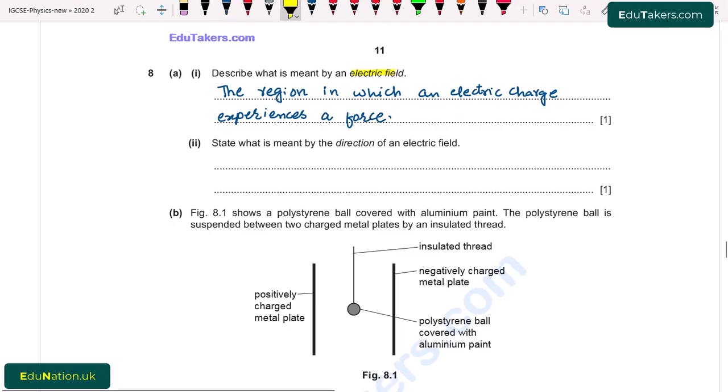Part 2. State what is meant by the direction of an electric field. So what is meant by direction of electric field? We know that the direction of electric field must be in the direction of force. So I write here: direction of force on a positive charge. Part B.